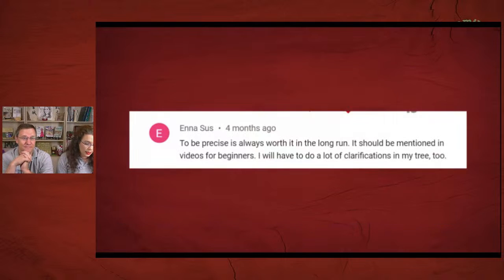True. And so now these are all comments on some of our previous videos about place names, cleaning up the Ancestry database place names using Family Tree Maker or RootsMagic. You can also clean up the FamilySearch database using RootsMagic, but not Family Tree Maker because it cannot write to FamilySearch. But I did like this comment that said, to be precise is worth it in the long run.